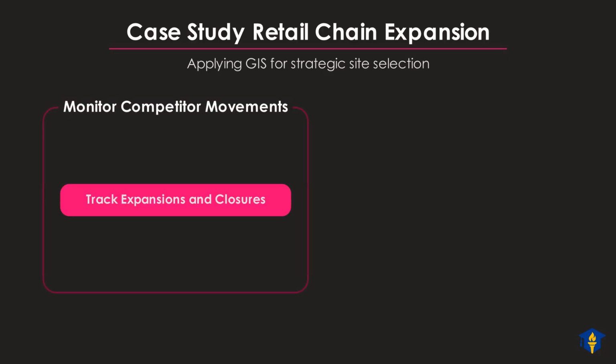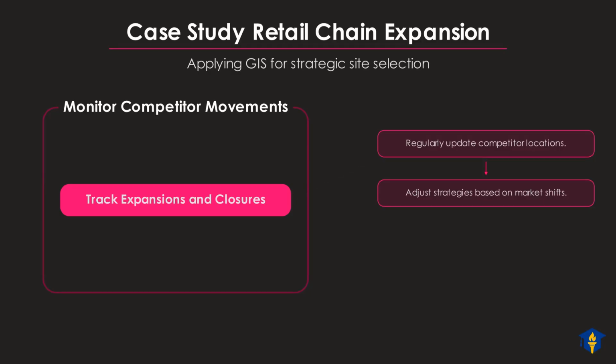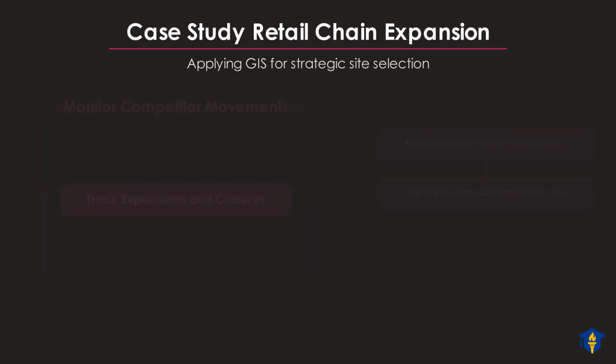Finally, it is crucial to continuously monitor competitor movements after expansion. This involves tracking any new store expansions or closures by our rivals. We must regularly update competitor locations to maintain an accurate market view. This allows us to adjust our strategies quickly based on any market shifts or changes.